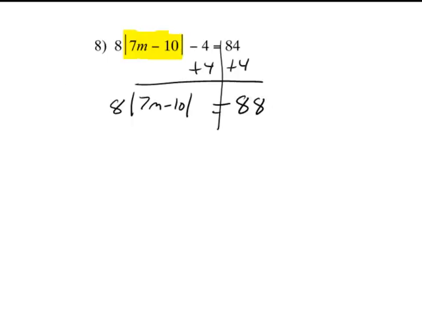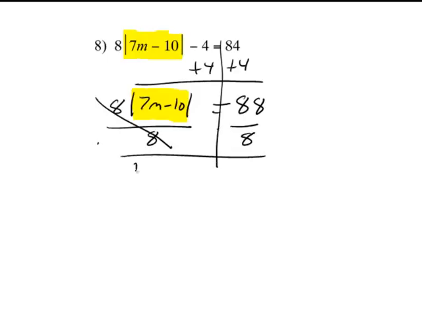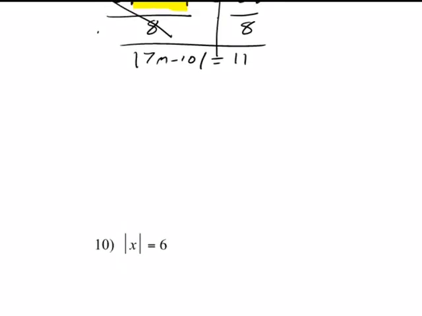Again, I still have this box. Can't do anything to it until I get rid of everything on the outside. 8 on the outside means 8 times. So to undo multiplication, we divide. So divide by 8, divide by 8. That cancels out the 8, leaving the absolute value of 7m minus 10. 88 divided by 8 is 11. Now I have my box all by itself on the outside.